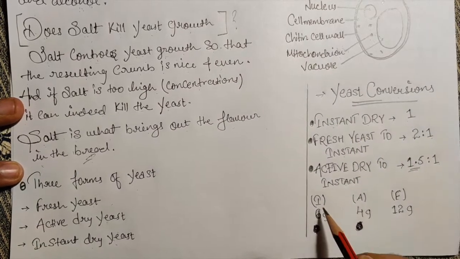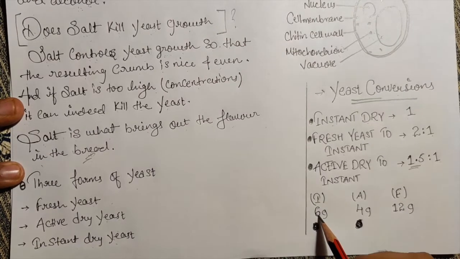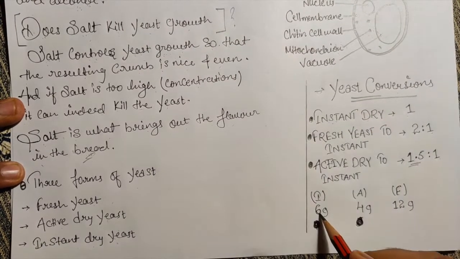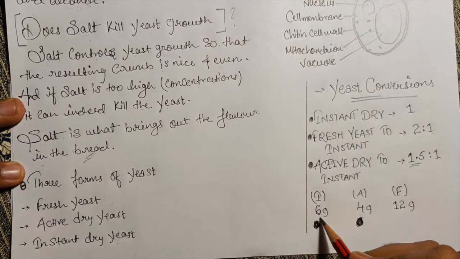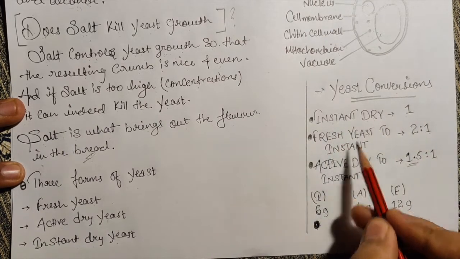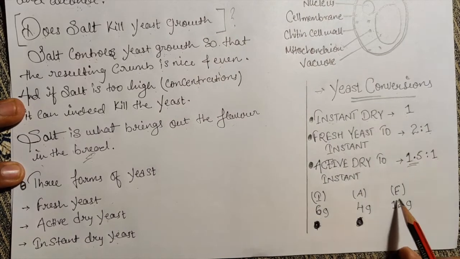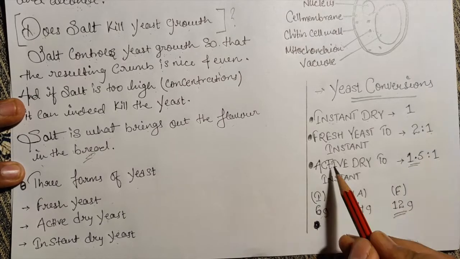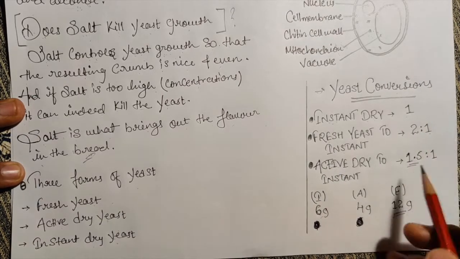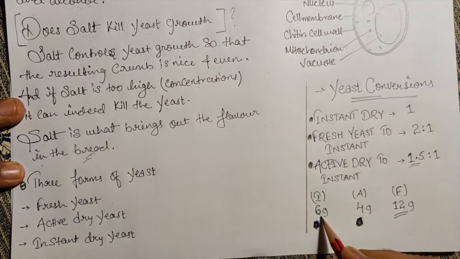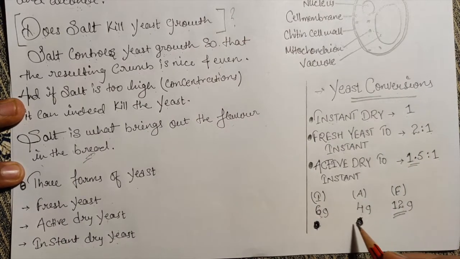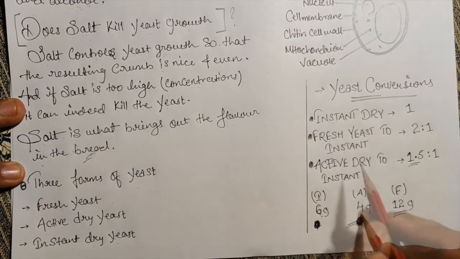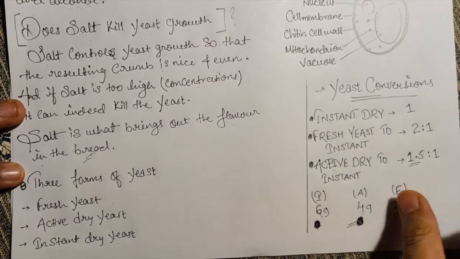Clear? You can see here, if the instant dry yeast is 6 gram, then the fresh yeast will be double of this. And when it comes to active dry yeast, it is 1.5. So 6 grams instant, double of that for fresh, and 1.5 times for active dry. Clear with this? Let's figure out each of these.